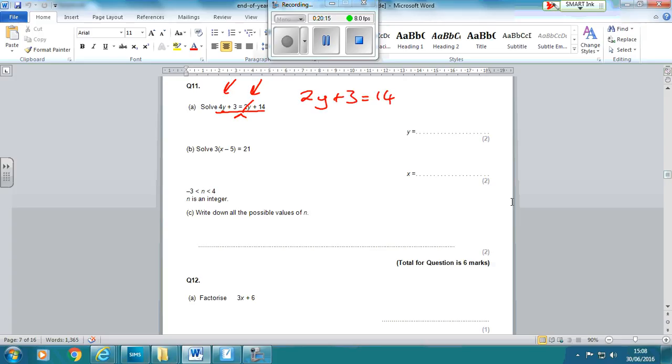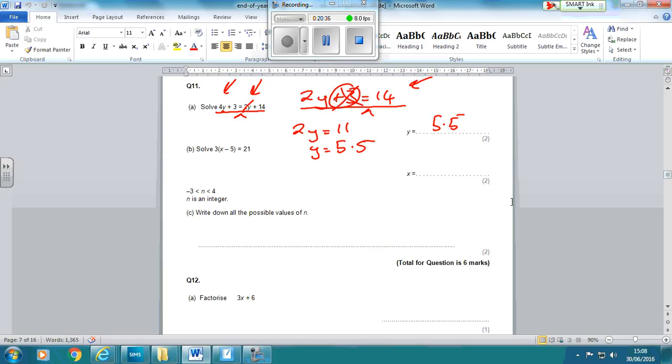Now again, this needs to be a set of balanced scales. So if I get rid of this 3, I've got to get rid of 3 from this side to keep it balanced. So 2y is going to equal 11. If 2 y's are 11, 1 y is going to be 5.5.